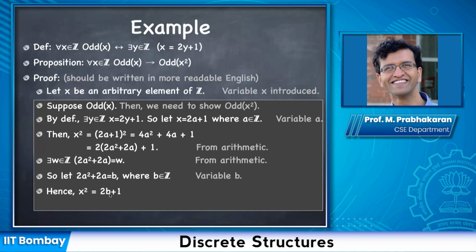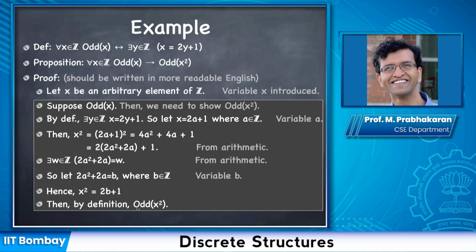Again, all these deductions are happening in the world of arithmetic, and I know that I will be able to substitute 2a squared plus 2a by something that is equal to it. So that is 2 times b, plus 1. And then I can go back to the definition of odd, and since x squared is 2b plus 1, x squared is odd.